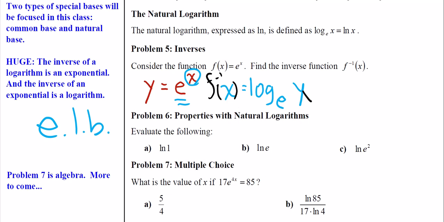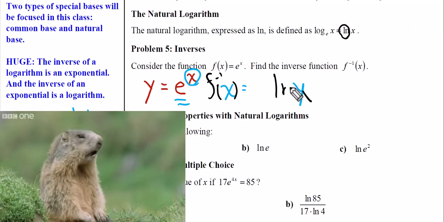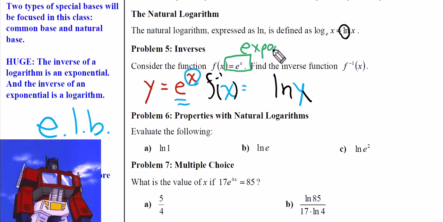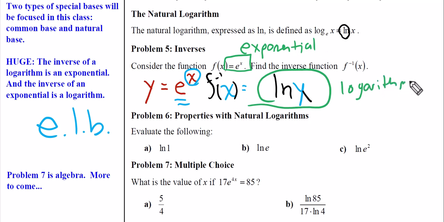Now, let's clean this up a bit. What is log base e? ln. So we started with an... We got to make this very, very clear. We started this with an exponential, and when I did the inverse, I ended up with a logarithm. So huge takeaway: the inverse of an exponential is a logarithm, and the inverse of a logarithm is an exponential. And that's how we define logarithms when we first began talking about them in this class.